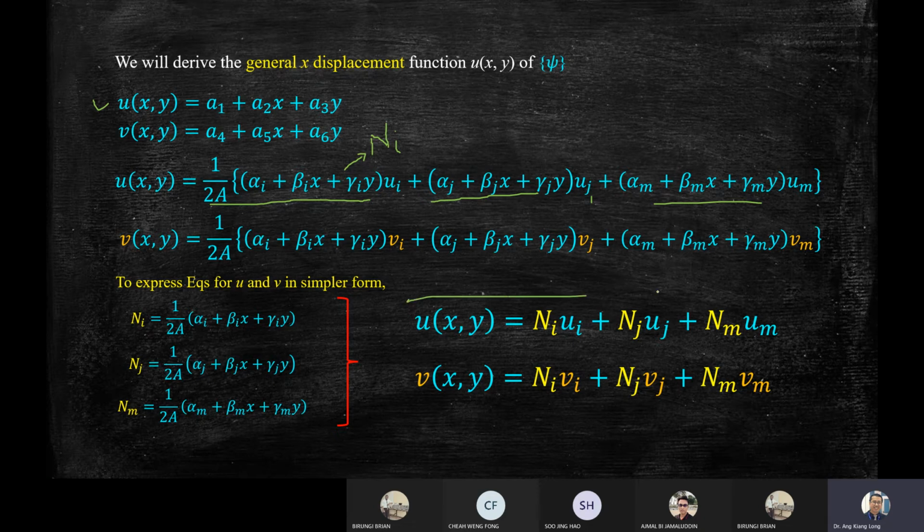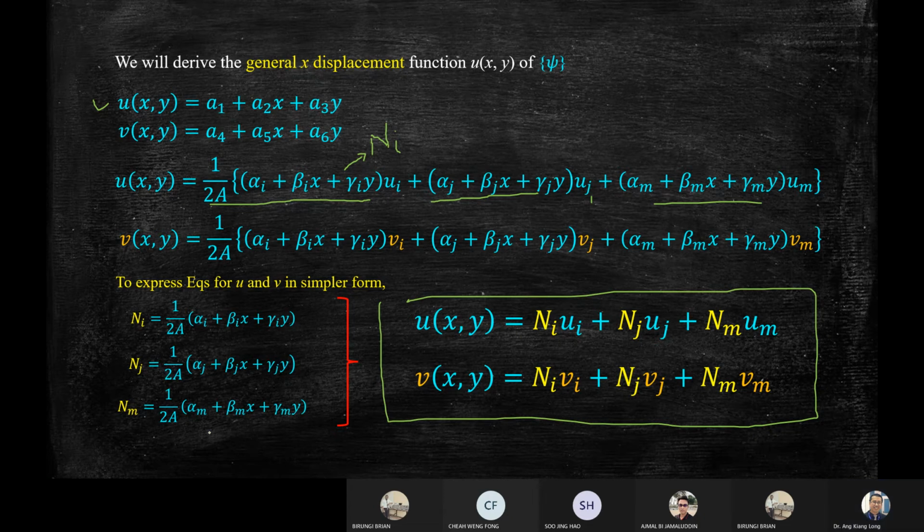Any question for these two equations? Why suddenly we can come up with this? Any one of you don't understand why suddenly there's a yellow capital N there? No, right? Because we simplified the equation with this one. So again, later we will no longer rewrite this 1 over 2A alpha I plus beta I x plus gamma I y anymore. Later you'll see Ni, Nj, Nm. So at least you know where to find what Ni is. Ni is equal to this one. Nj equal to this one. Nm equal to this one.